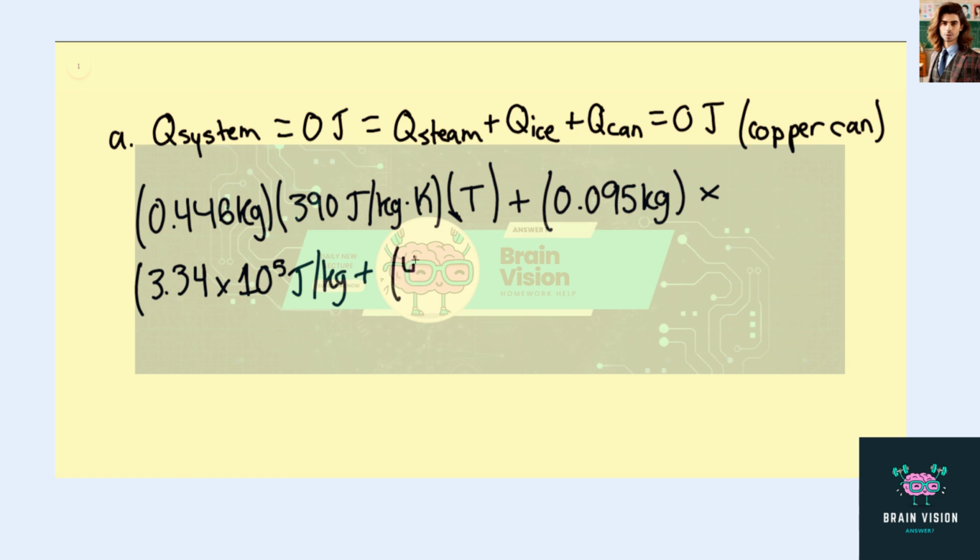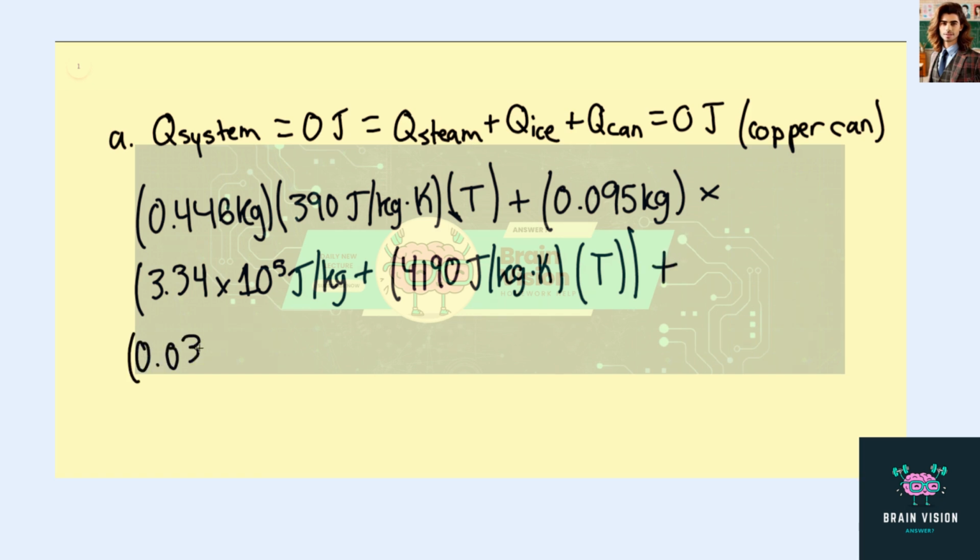plus 4,190 joules per kilogram per Kelvin. And again, the ice starts at 0 degrees Celsius, so we can just say times T and close it off. And for the last term, we have the heat from the steam. So it would be plus 0.035 kilograms times 2,256 times 10 to the 3rd joules per kilogram. This is the latent heat of vaporization.